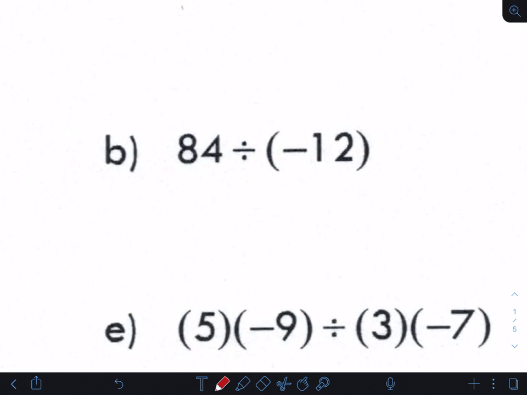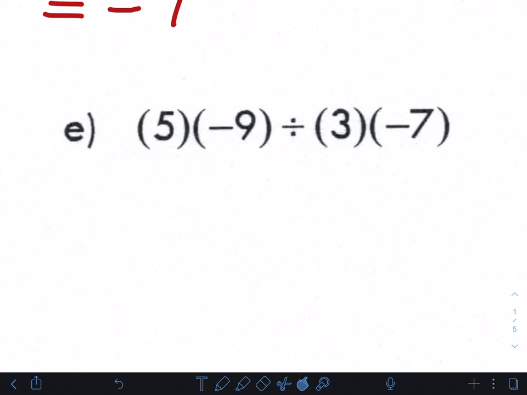So here we have positive 84 divided by negative 12. So I have two numbers and the signs are different. My first number is positive, my second number is negative. If my signs are not the same, then my answer is going to be negative. So a positive divided by a negative is going to be negative, or a negative divided by a positive is also going to be negative. And then if I do 84 divided by 12, that's going to give me 7. So my answer is -7.